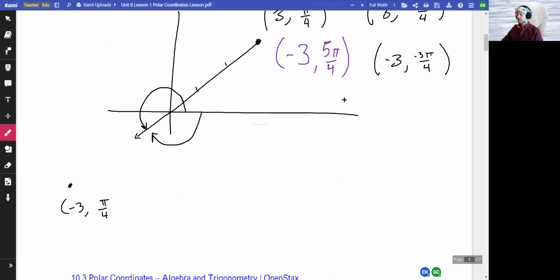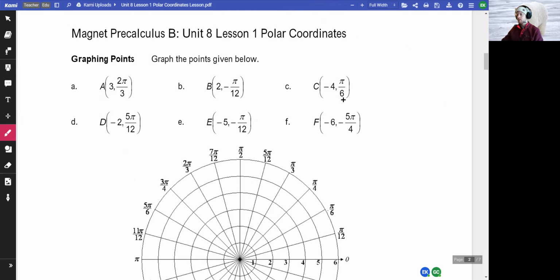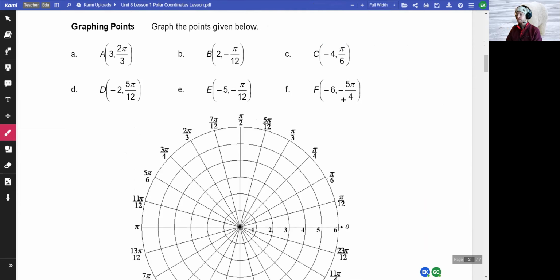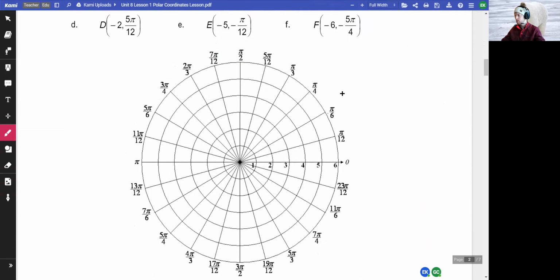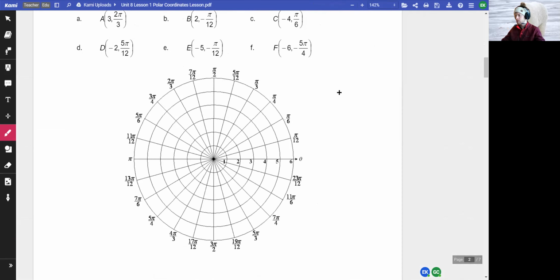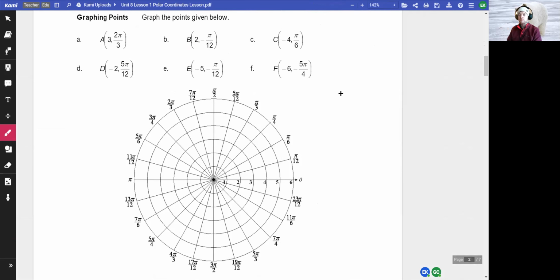Let's keep going. Let's get a little bit of practice. Let's graph some points. We don't have to do all of them, of course. Can you graph the point 3, 2 pi over 3? I can. So we go out to 3, and then we go around to 2 pi over 3. So we drop a point at 2 pi over 3.